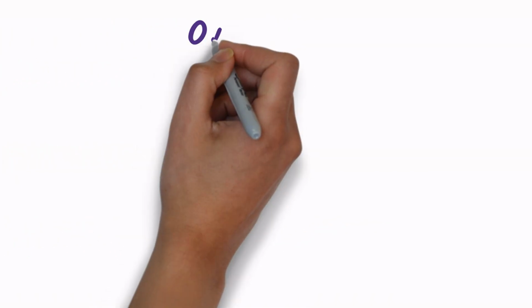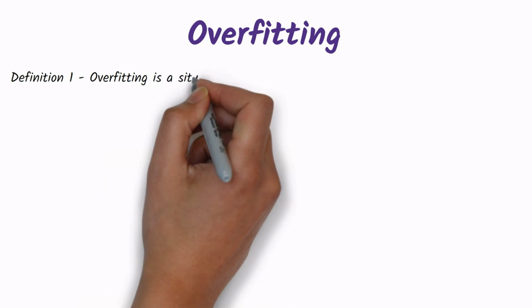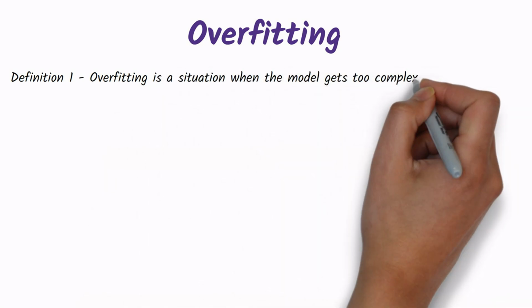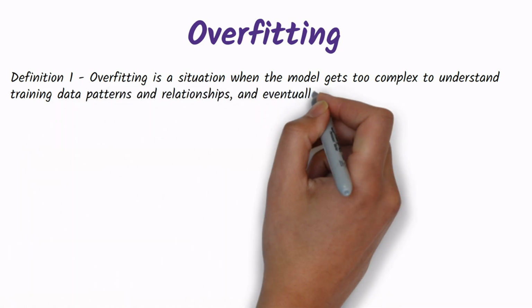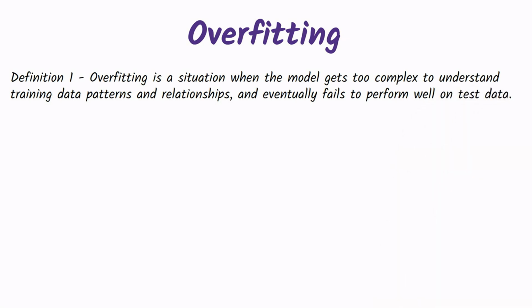Okay. Now let's see what is overfitting. Overfitting on the other hand is just the opposite of underfitting. When the model is trying to figure out the data relationship in so much detail that it fails in predicting unknown data. So if we want to define it, there are three different ways I have put it on. So the first definition is overfitting is a situation when the model gets too complex to understand training data patterns and relationships and eventually fails to perform well on test data.